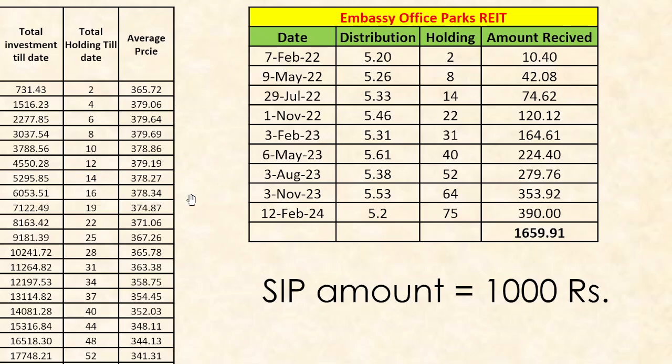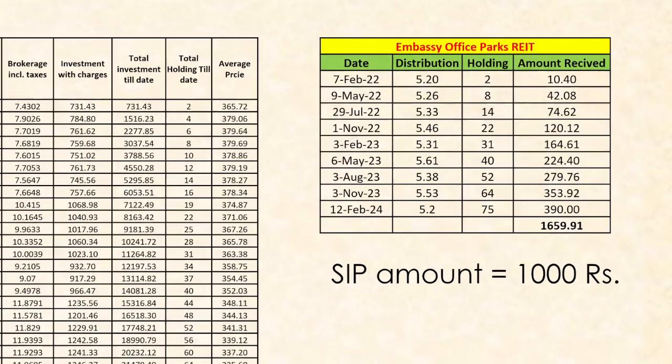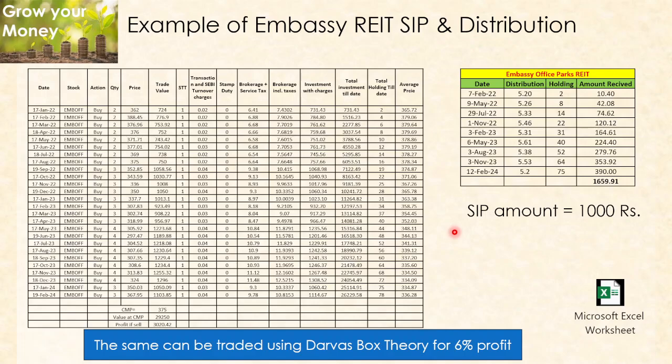So if you want to stop after a year or 6 months, you can stop and then put it in some other REIT or INVIT as we had shown in the last Google sheet. Okay, this is one method.